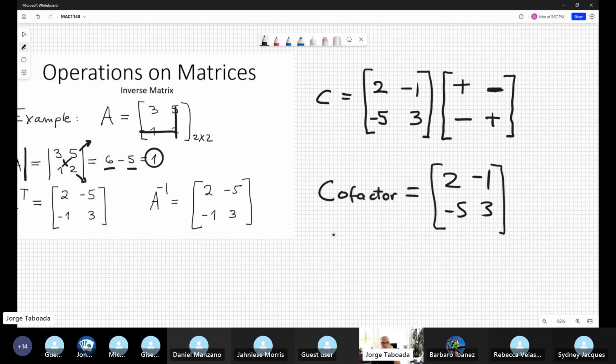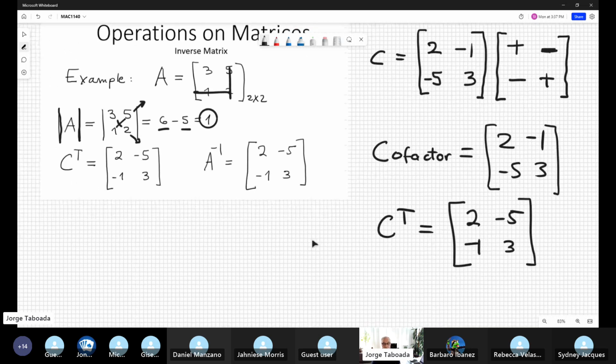What should I do now? Cofactor transpose. Cofactor transpose, you change, for example, this row to column. 2, negative 1, and this negative 5, 3. Boom. And this is a cofactor transpose. Look at that. I did that. Cofactor transpose.